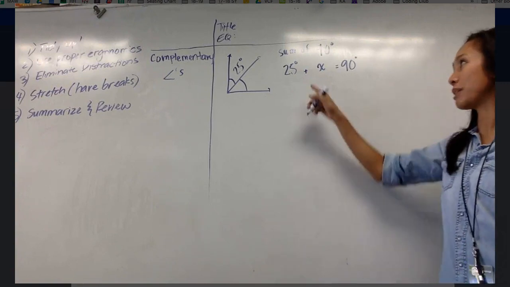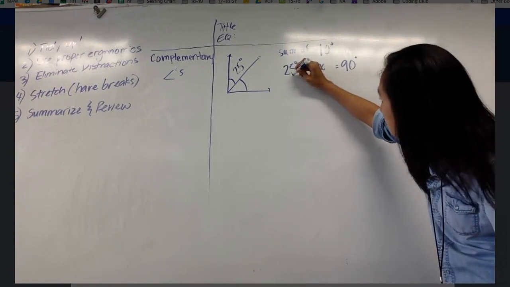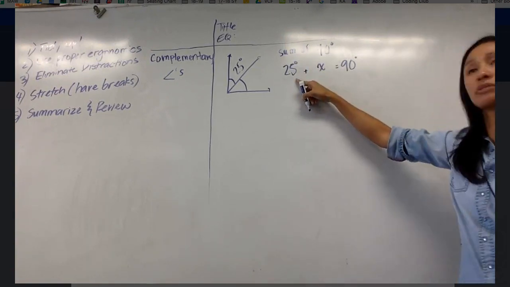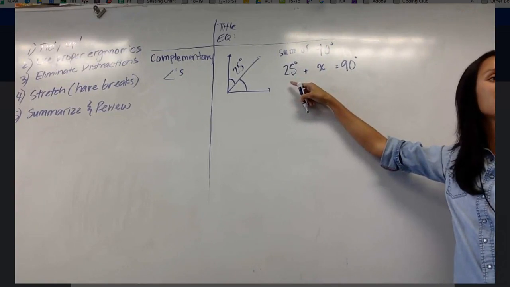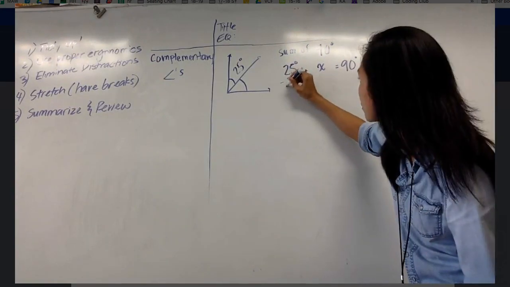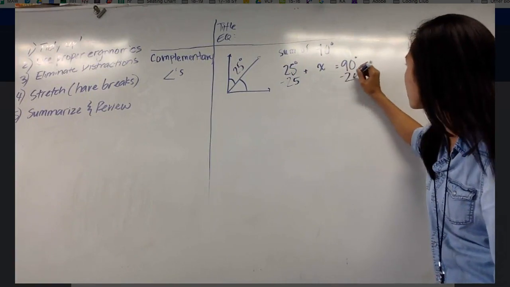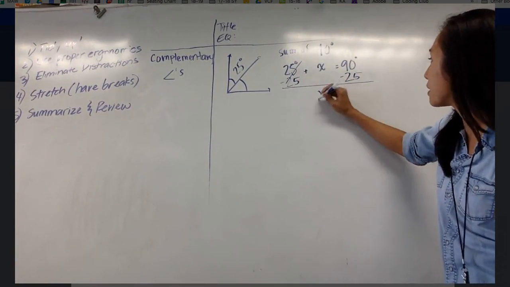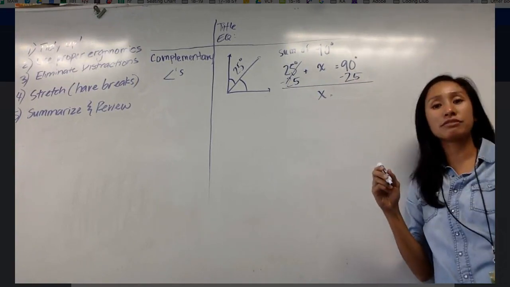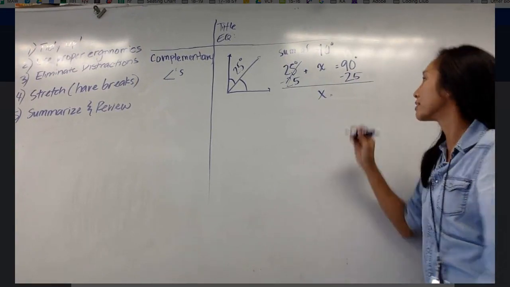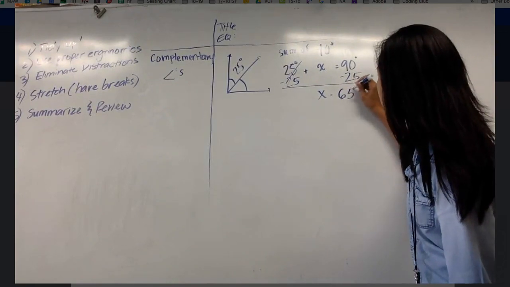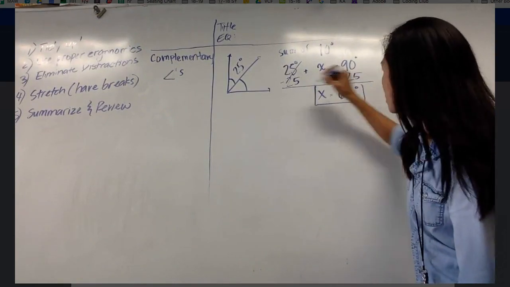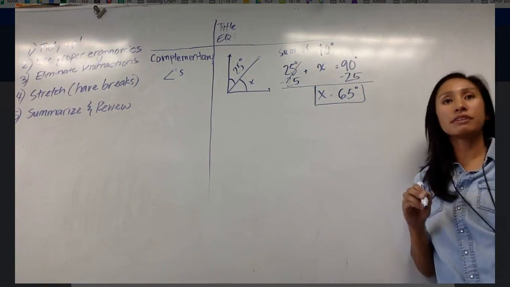You isolate it by doing the opposite on each side. Add or subtract the 25? Subtract. Everyone answer. Subtract, right? So minus 25 and minus 25. Very good. We have x is equal to, what is 90 minus 25? 65. Very good. 65 degrees. I'll just call this x. We just found that out.